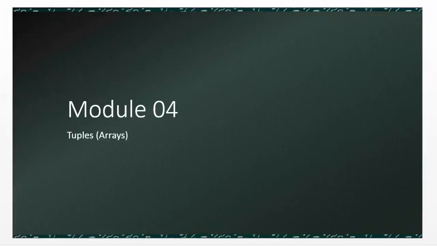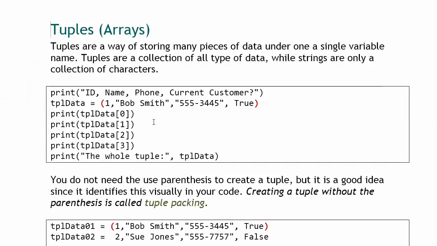In this video, we're going to take a look at tuples, which are sometimes referred to as arrays. In most languages, you have some type of an array. Actually, a string acts as an array. Array is a very generic term. And in Python, arrays are represented as tuples.